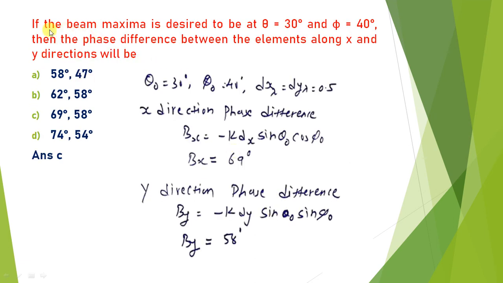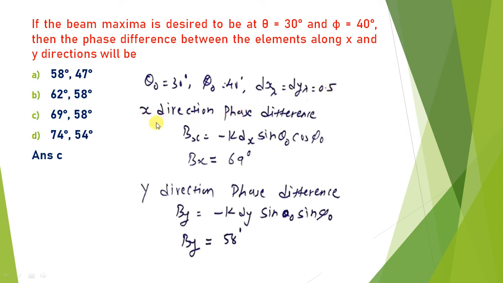Again, the data is same. If the beam maxima is desired at an angle of theta 30 degree and phi is equal to 40 degree, what is the phase difference between elements along the x and y direction? So if we assume that x and y both have the same inter-element spacing, that is equal to 0.5. So we refer to the original example data.